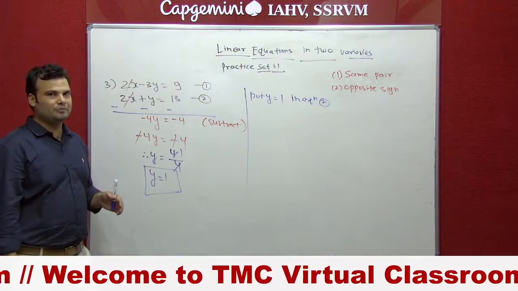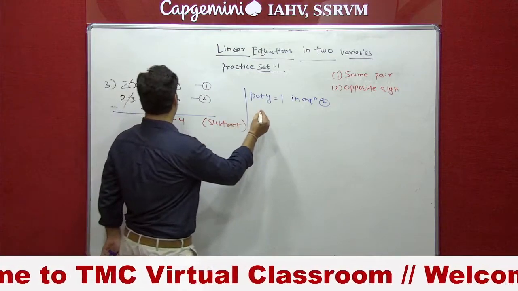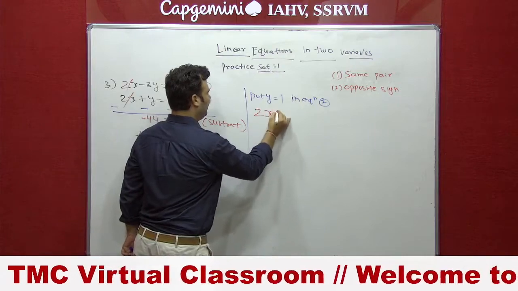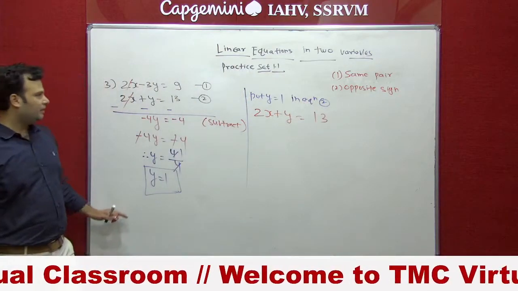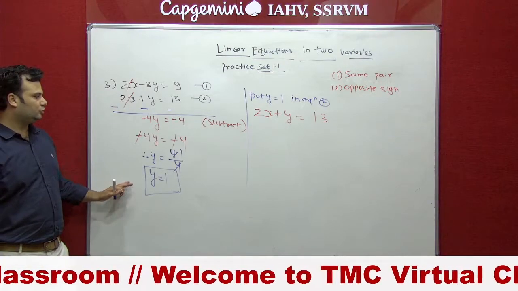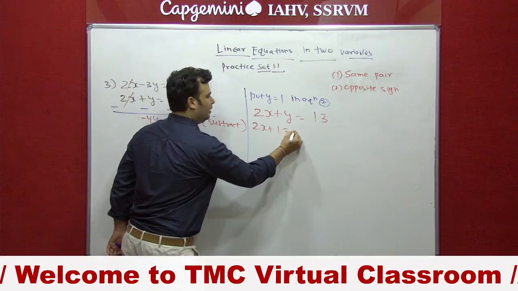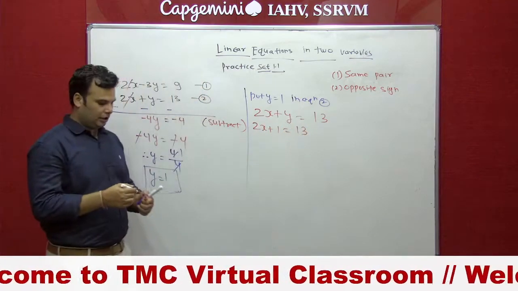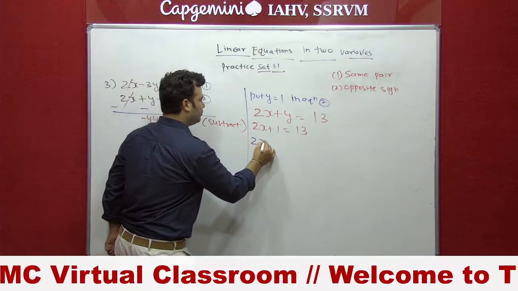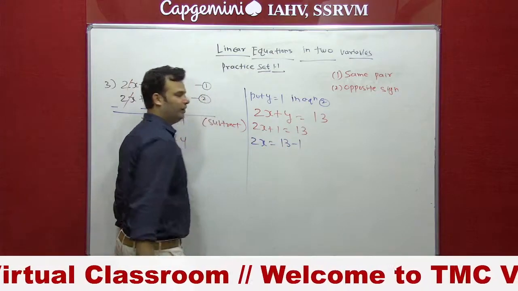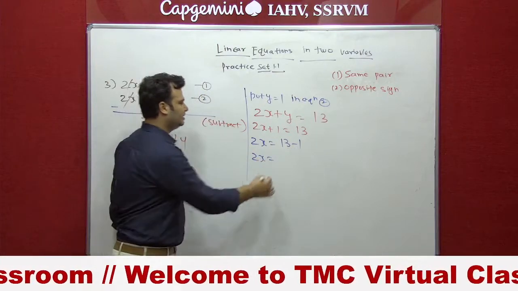In every sum we put in 1, now let's put in the second and see what answer comes. So 2x plus y equal to 13. Now student, we have to find the value of x. So y is 1. So 2x plus 1 equal to 13. Now this side is plus, opposite sign become minus. So 2x equal to 13 minus 1, yes, correct, answer is 12.